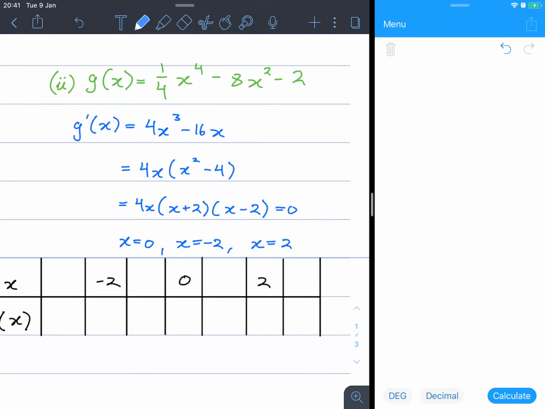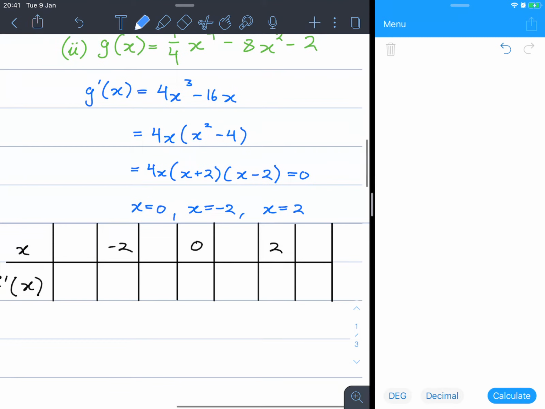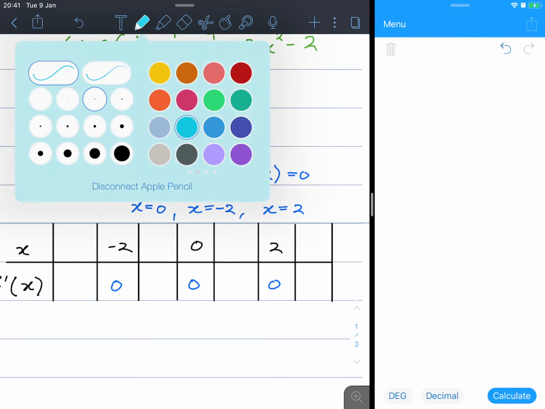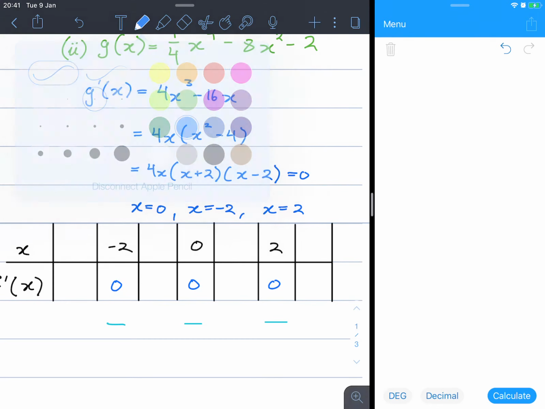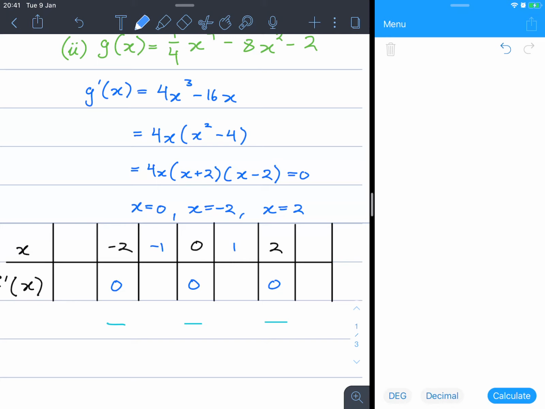I've already factorized it here and solved for the critical points. So if we substitute these 3 points into the derivative function, I know these will be 0. And I also know that those will be stationary points like this. So those are all stationary. So all the points that we need to determine are the ones in between and above and below. So let's pick the points -1, 1, 3, and -3.